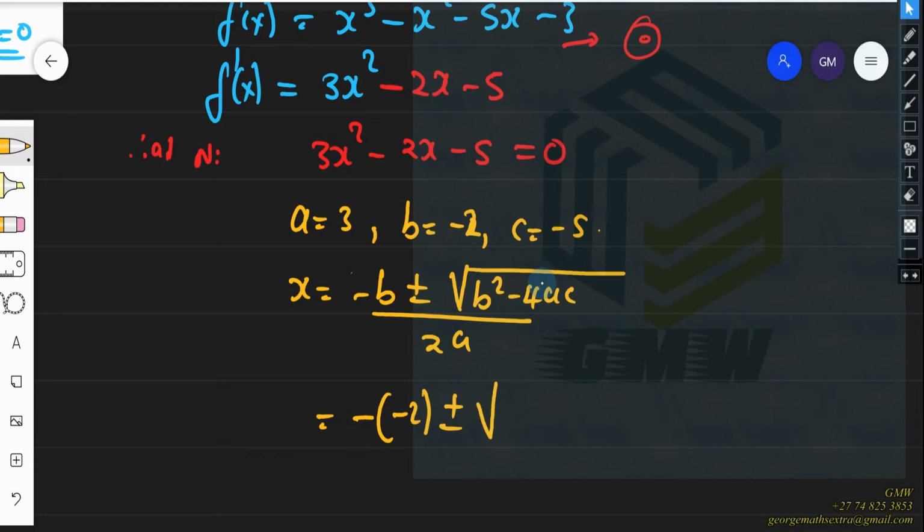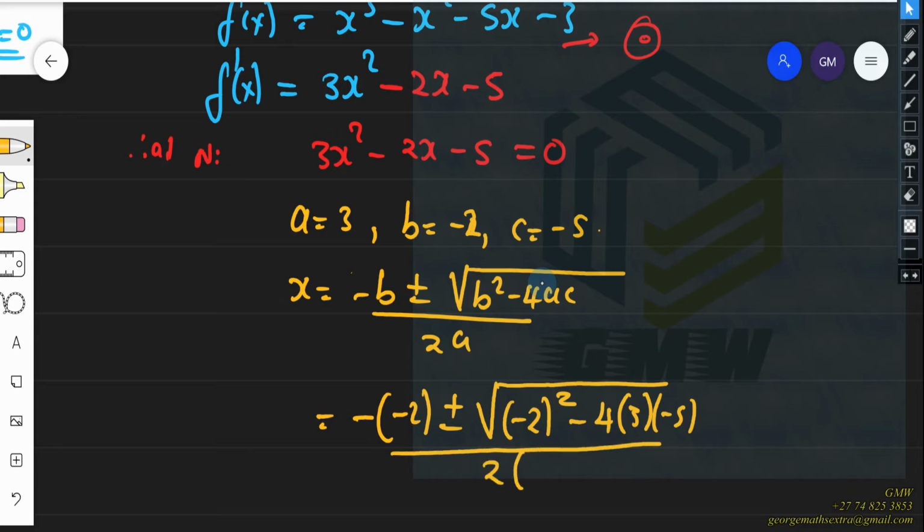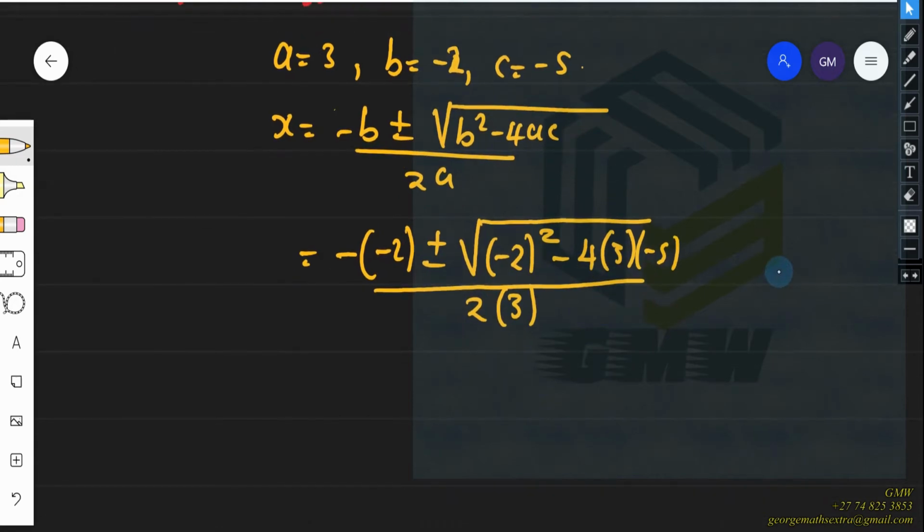Then plus or minus the square root of, and it is important to put the negative 2 in brackets, minus 4, a is 3, and c is minus 5, then everything all over 2a, then I put 3. Now, most of you use a Casio calculator. At this point, you can feed everything as it is in a calculator and get the two values of x without needing to break this down into pieces.